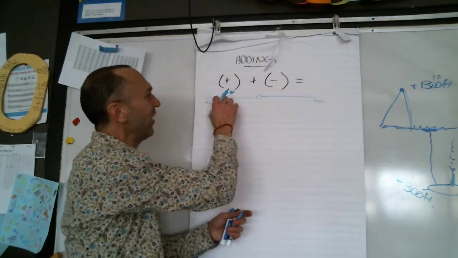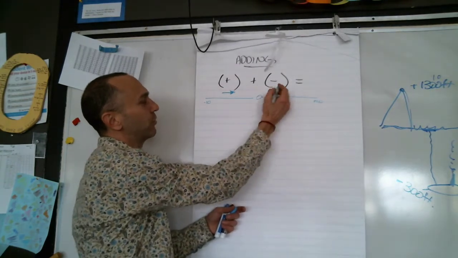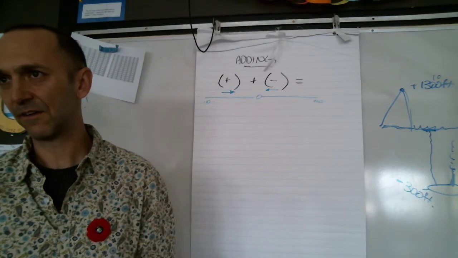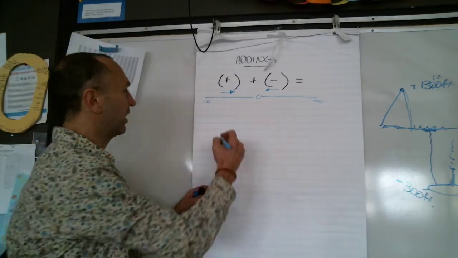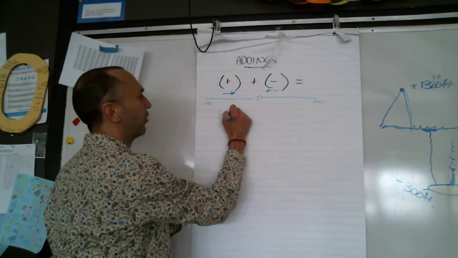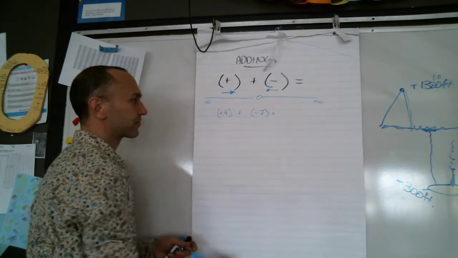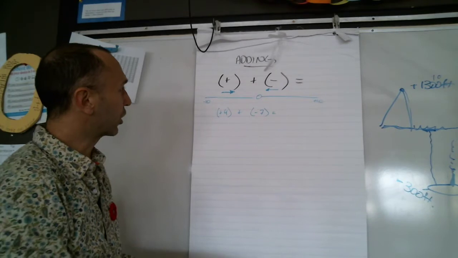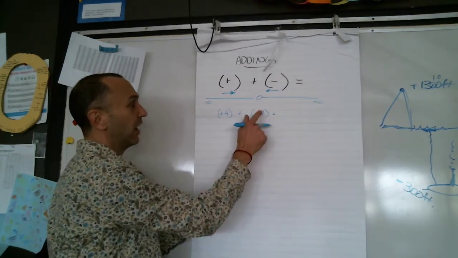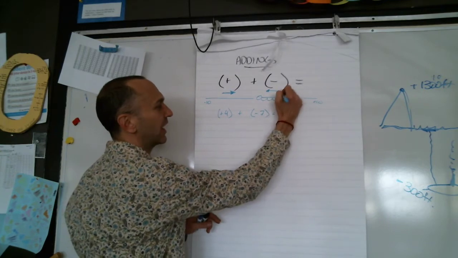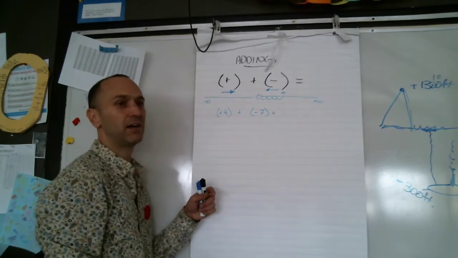So if I have a positive going to the right, the negative is going to take me back to the left. Does that make sense? Does everyone agree with that? Okay, so if I have positive 4 plus negative 7, how many am I going to go to the right first? 4. I'm going to go 1, 2, 3, 4 towards the positive side. So now I'm at positive 4.